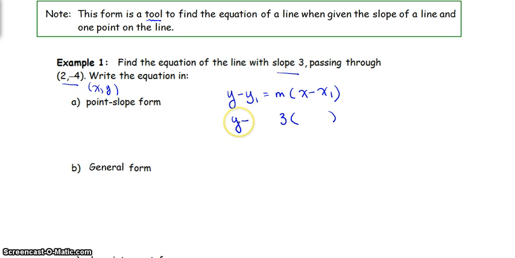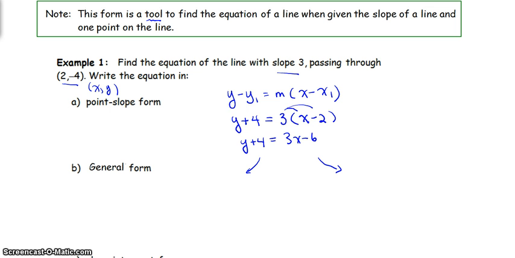Subtract y1. When it's subtract a negative, I just write it as plus. Same with the x. The second x minus the first x. And so we've inserted our point of negative 4 for y and 2 for x and our slope. From here we distribute our 3 in, and now we have our way to go into general form or y-intercept form.